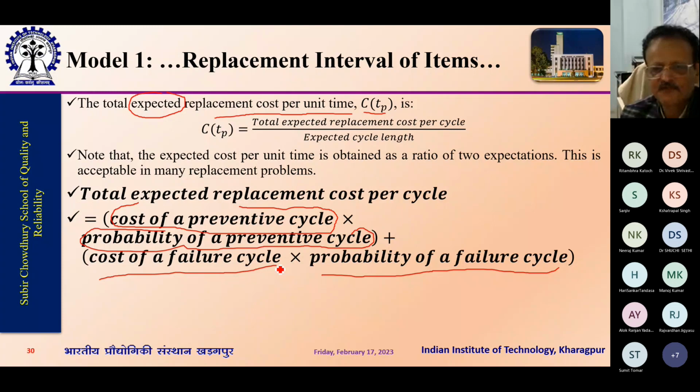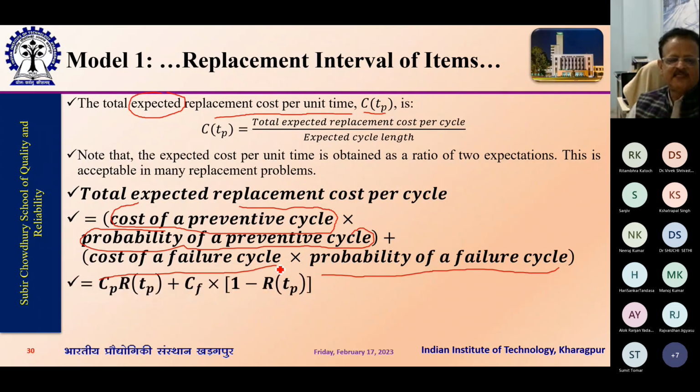Is it okay? Yes, sir. So if you understood that, then it becomes very easy. CP we have taken as the cost of preventive replacement and the probability of occurrence of that cycle, plus the cost of failure replacement and the probability of failure. So we have computed this part.